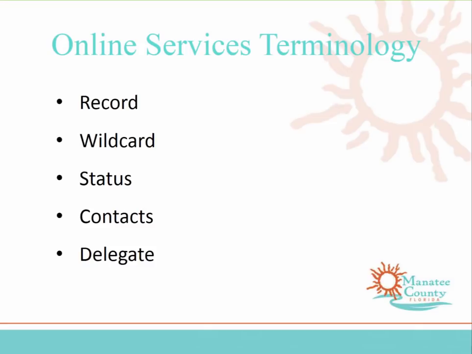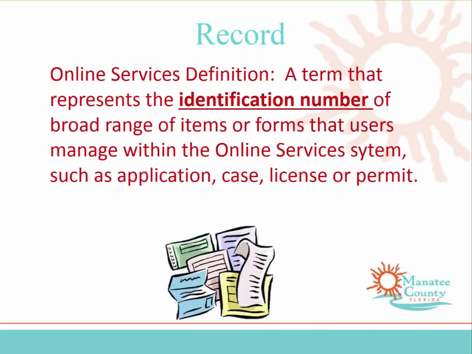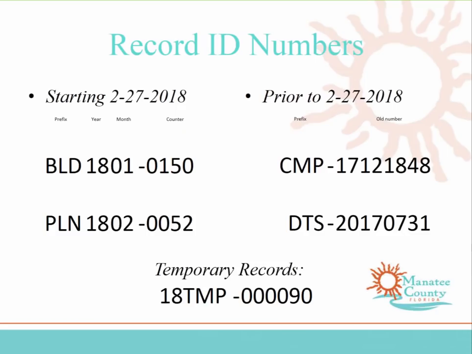Now, some of the terminology that we're going to discuss in just a few minutes has to do with how we use it in online services. In online services, a record represents each and every application, license, case, permit that is created in the system. So there's still applications, there's still permits, but in online services we refer to them as a record. Records in online services will have their own unique number.